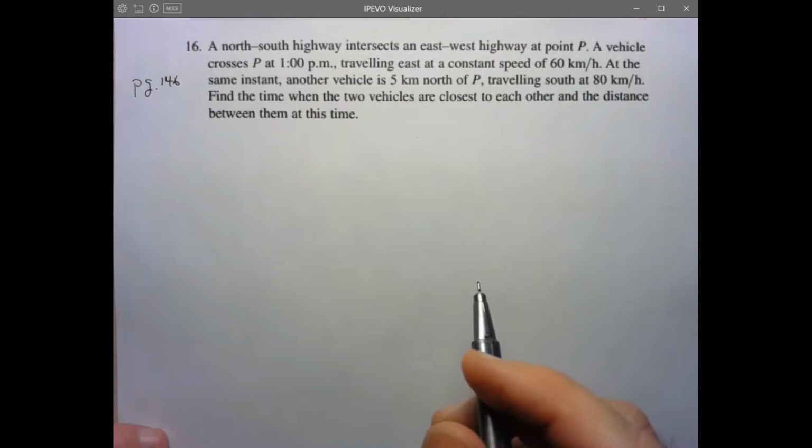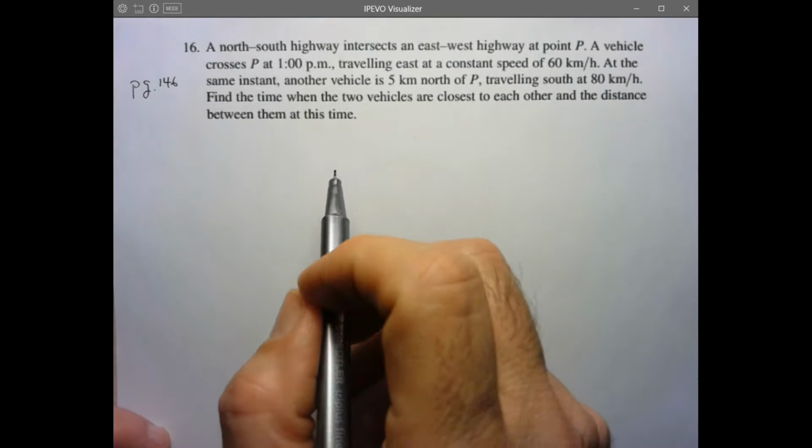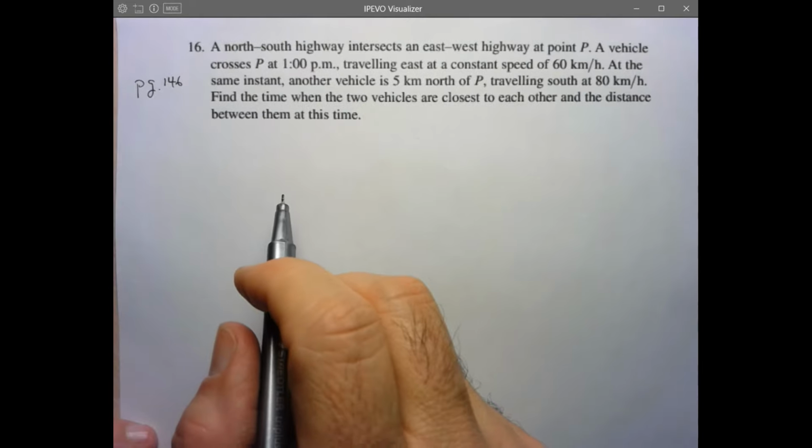Hi folks, we're going to take a look at number 16 from page 146. So here we've got a north-south highway intersecting an east-west highway. So keep in mind here that they're going to be at right angles to each other.